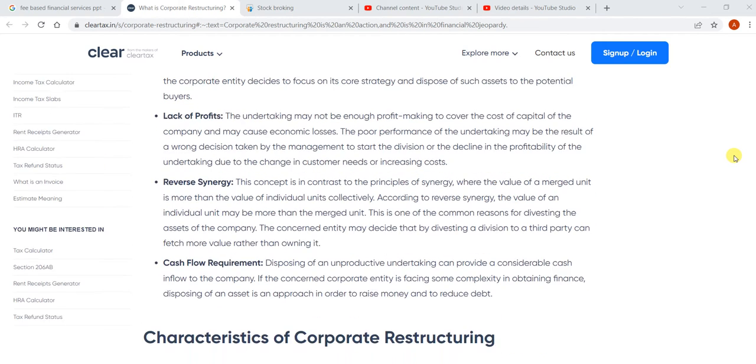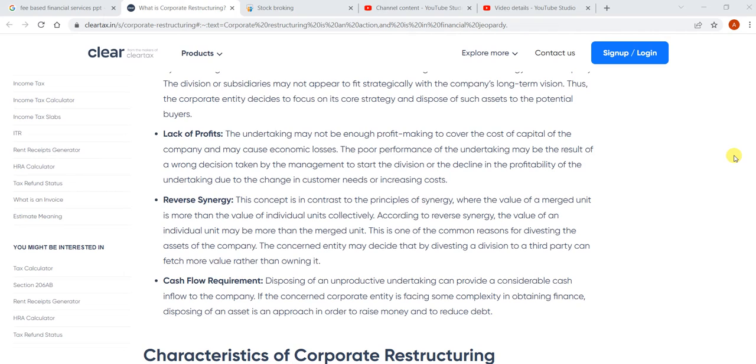Reverse synergy. This concept is in contrast to the principles of synergy, where the value of a merged unit is more than the value of individual units collectively. According to reverse synergy, the value of an individual unit may be more than the merged unit. This is one of the common reasons for divesting the assets of the company. The concerned entity may decide that divesting a division to a third party can fetch more value rather than owning it.